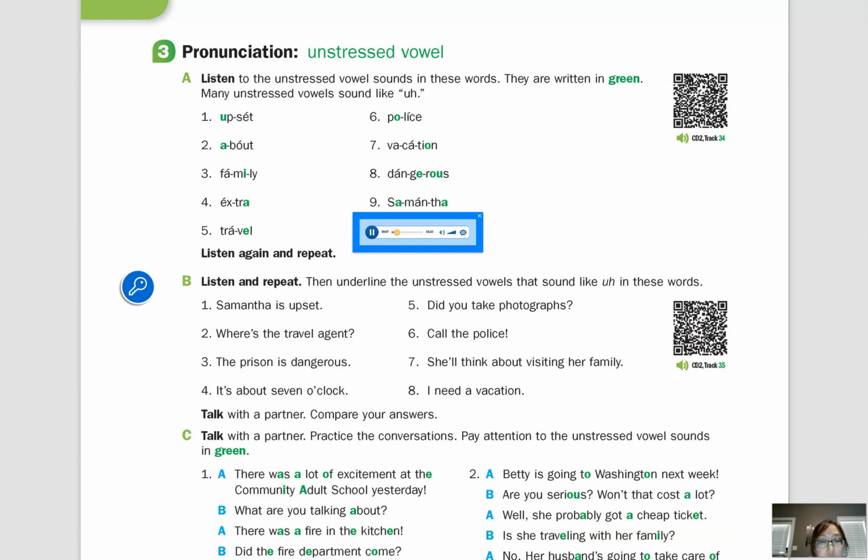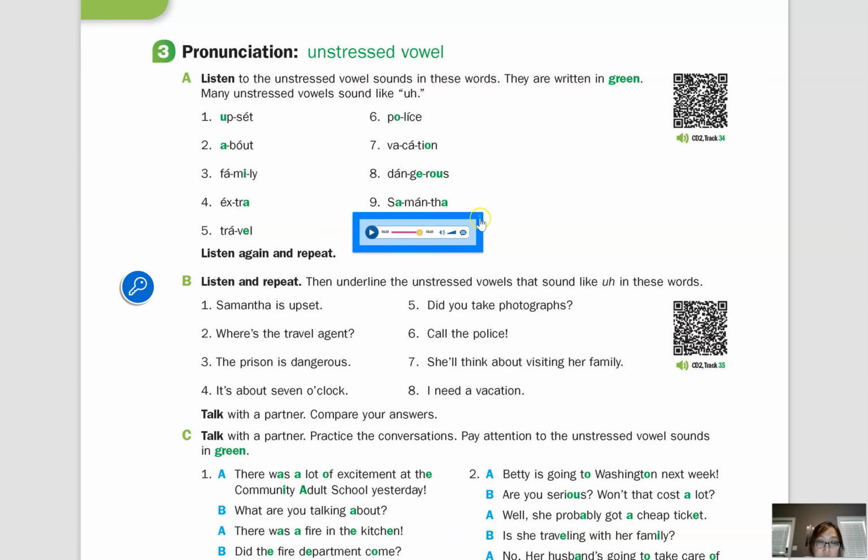1, Samantha is upset. 2, Where's the travel agent? 3, The prison is dangerous. 4, It's about 7 o'clock. 5, Did you take photographs? 6, Call the police. 7, She'll think about visiting her family. 8. I need a vacation.